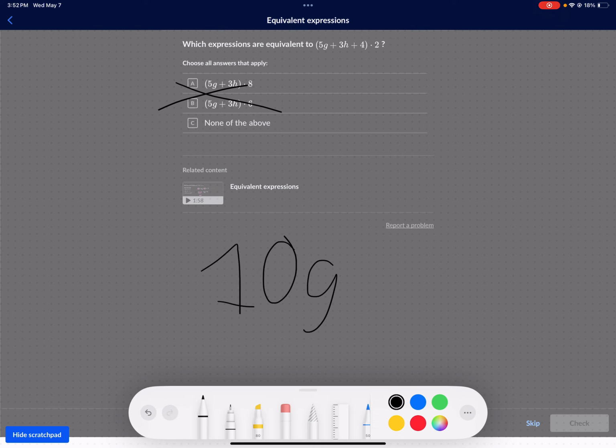And then if we wanted to maybe... No, this is simplified, so it is C. If you got that right, good job.